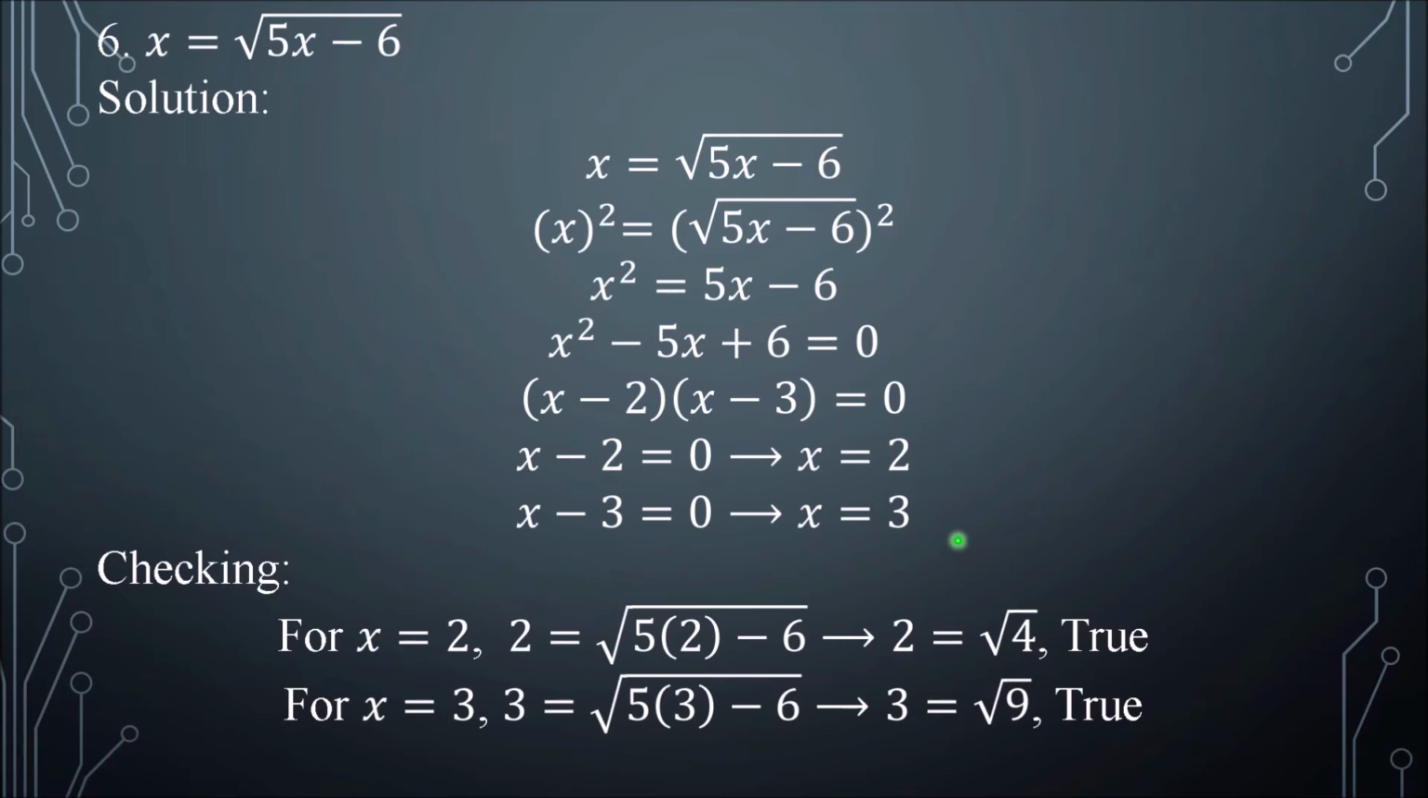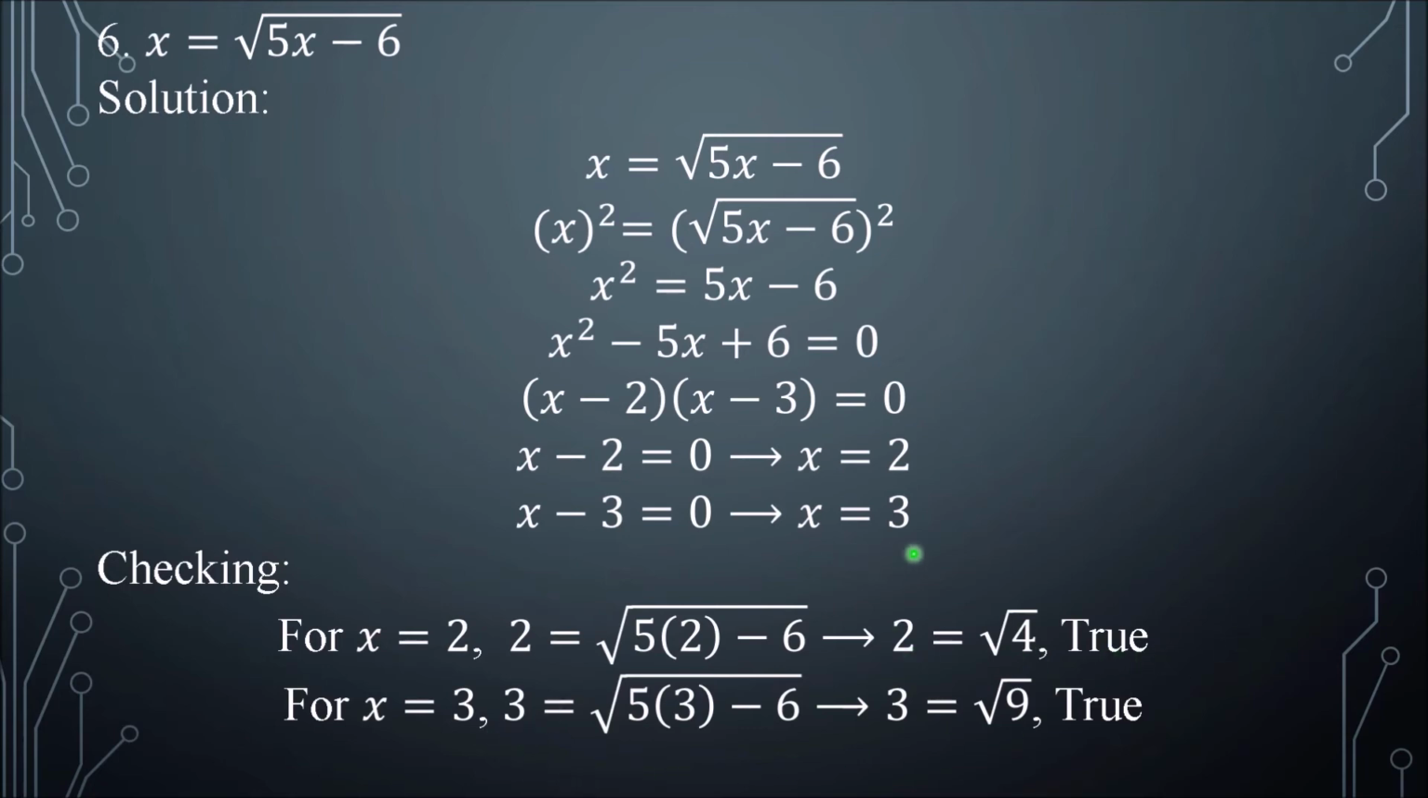Now, let's check if this is correct or if the values of x are correct. So for x is equal to 2, we have 2, substituting 2 to x, is equal to square root of 5 times 2 minus 6. Now 5 times 2 is 10. 10 minus 6 is 4. Square root of 4 is 2. So that's true.